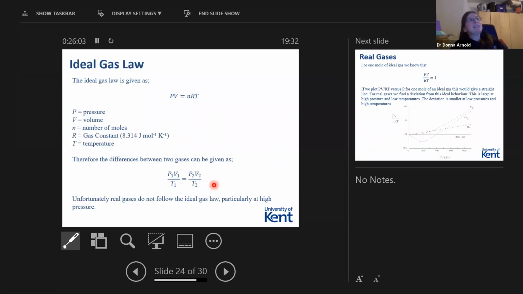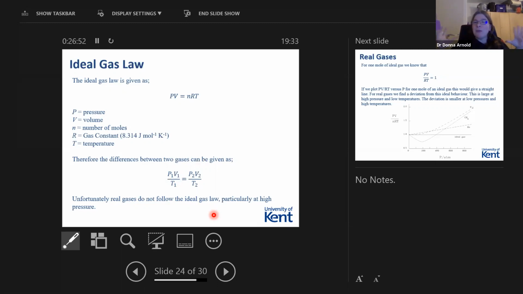And what we know is that the ideal gas law is given as PV equals nRT. And this is a very important law, and it's really important that you guys remember this. What we end up with is P is our pressure, V is volume, n is the number of moles, R is the gas constant, which has a value of 8.314 joules per mole per Kelvin, and T is our temperature. And this means that we can start to work out the differences in temperature, pressure, and volume between two gases. So we can actually write it like this: P1 V1 over T1 is equal to P2 V2 over T2, where the 2 tells us that's gas number 2, and the 1 tells us that's gas number 1.